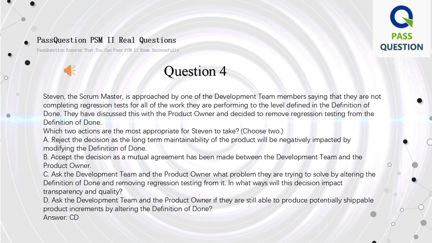In what ways will this decision impact transparency and quality? D. Ask the development team and the product owner if they are still able to produce potentially shippable product increments by altering the definition of done. Answer: C, D.